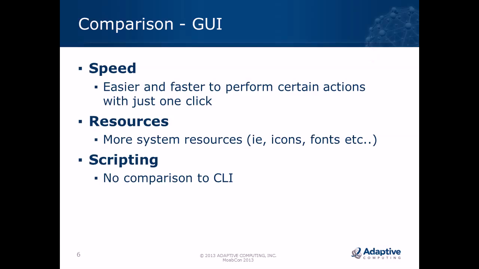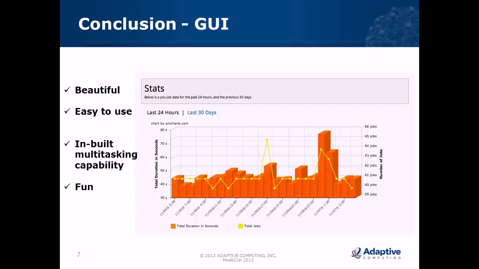apart from simply copying the icons across and changing bookmarks, there's not a real deal you can do with GUIs at all. This again is where CLIs trump GUIs. Saying all that, the conclusion is that GUIs win hands down. Okay? They win because they're beautiful, they're easy to use, and they've all got inbuilt multitasking capabilities. And above all, it can be quite fun to code and work with.